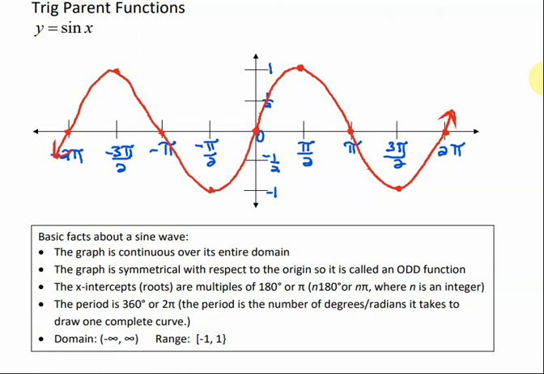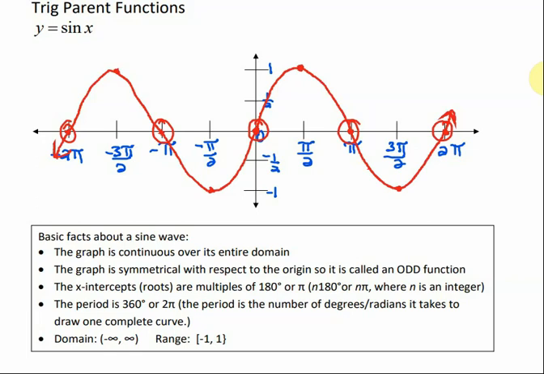The x-intercepts, or the roots, are multiples of 180 or pi. So every pi degrees, that's where it's going to touch the x-axis. So here, then at 1 pi, 2 pi, 3 pi, or -pi, -2 pi, all of those are the roots. And the period is 360 degrees, or 2 pi. So a period is the number of degrees or radians that it takes to make one complete curve.